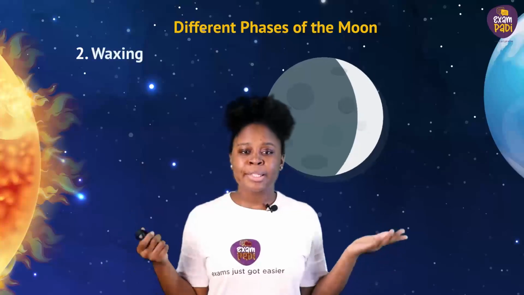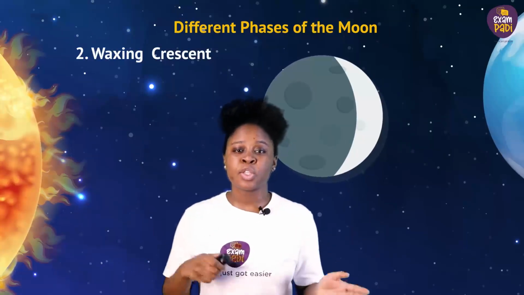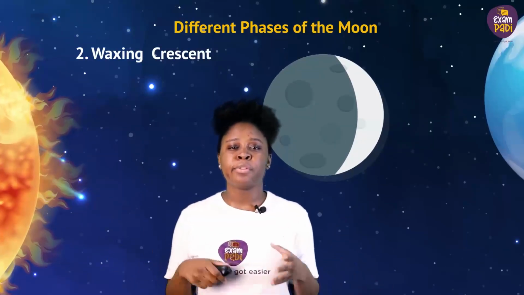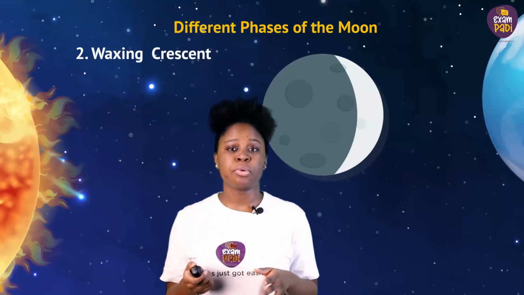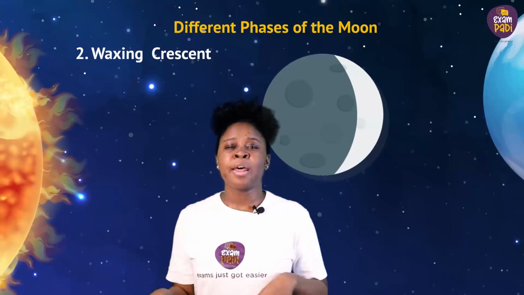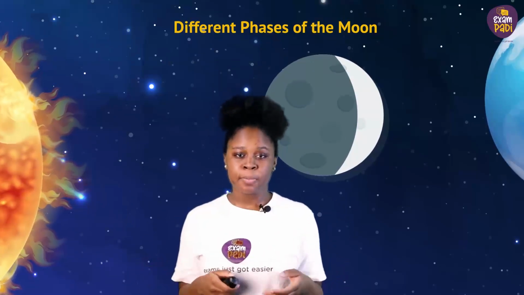Number 2, waxing crescent. As the moon moves in its orbit, a small sliver of the illuminated side becomes visible, creating a crescent shape that appears to be growing in size.